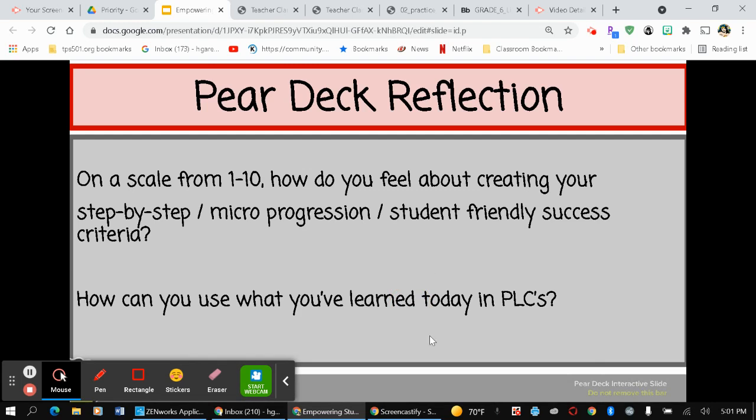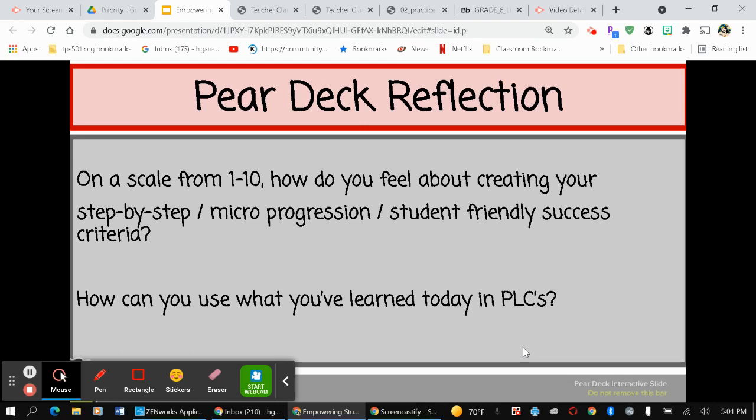And so, our last question, before we leave, we'd like to ask you. This is also a Pear Deck slide. If you would like to click on that, we'll be able to see your answers. But if you want to simply discuss with a colleague or someone nearby, that would be great too. On a scale from 1 to 10, how do you feel about creating your step-by-step micro progression, student-friendly success criteria? And how can you use what you've learned today in PLCs?